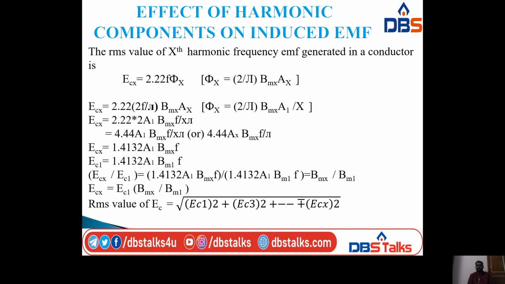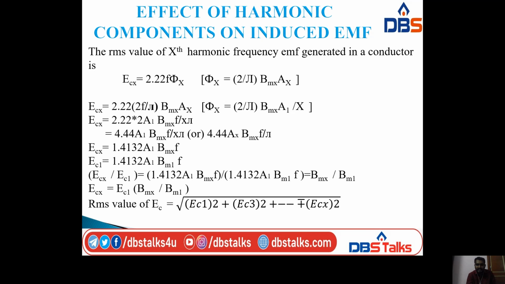So from this one I am writing RMS value, that is EC is equal to root of EC1 square plus EC3 square plus and so on ECX whole square. This is the RMS value of EC, that is the frequency EMF generated in a conductor.